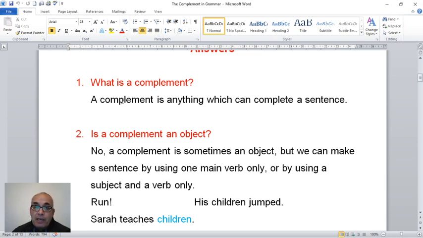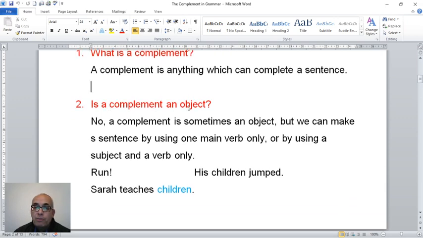Look at the spelling. It is E. You've got E here. Because we have another word which has got I, compliment, which when you say to somebody you've got a nice shirt, for example, we call it compliment. But this is complement. So complement, this one from complete, which means finish something. So what's a complement? A complement is anything which can complete a sentence.